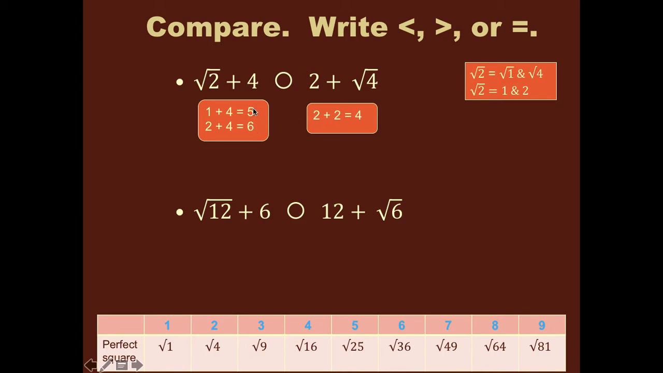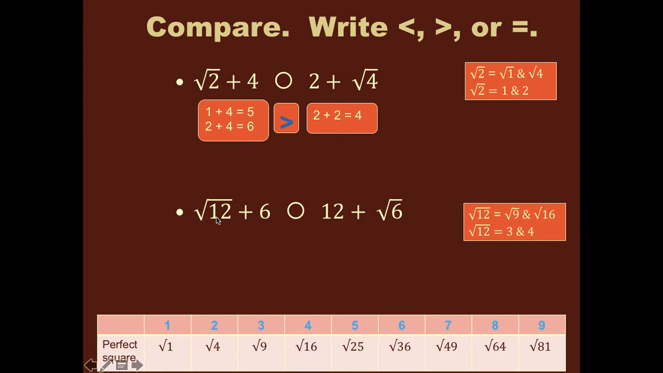On the left we have two values, 5 and 6, which is greater than the value on the right side. So root of 2 plus 4 is greater. Because we are taking the approximate values, the square root will be in between 1 and 2. So we have to take one number, put it in place of the square root and find the answer. Let's do the second one.